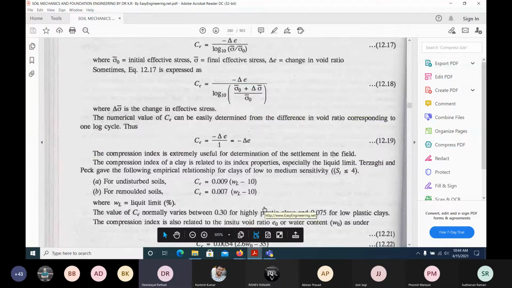We have seen the sensitivity, right? So what is the sensitivity? Remolded strength by original strength, right?